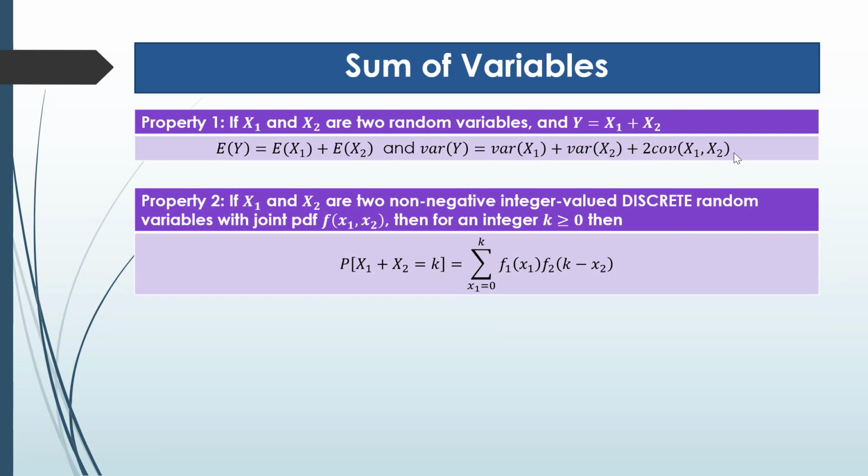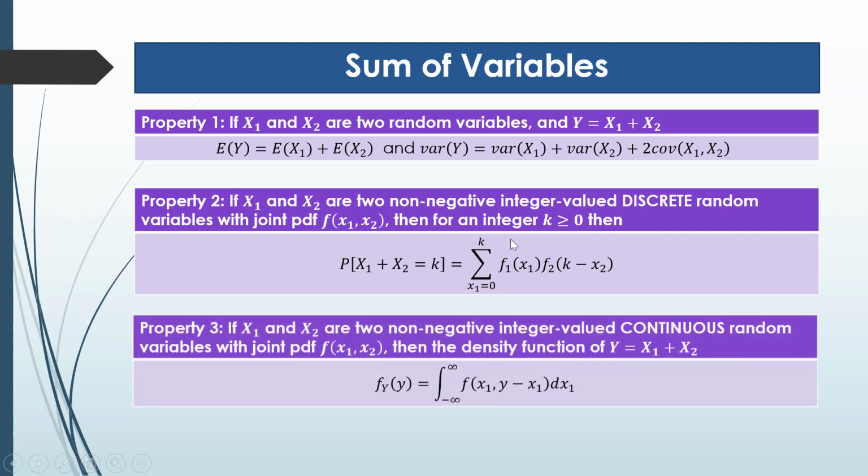Property 2: if x1 and x2 are two non-negative integer-valued discrete random variables, here we focus on discrete random variables, with joint PDF f of x1, x2, then for a non-negative integer k, the probability that x1 plus x2 is equal to k is the summation, x1 goes from 0 to k, of f of x1, k minus x1. So remember, for discrete random variables, we always go with summation.